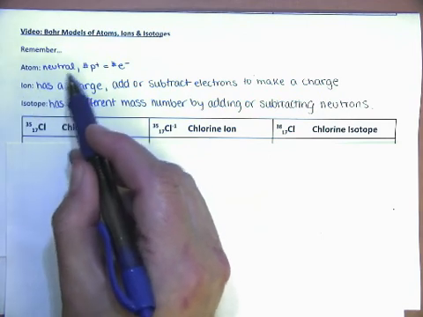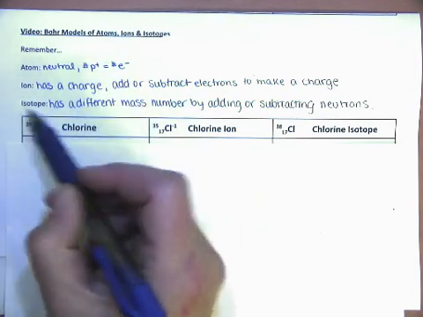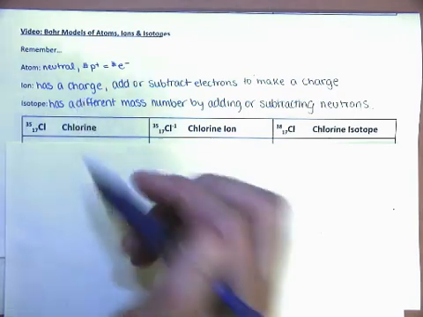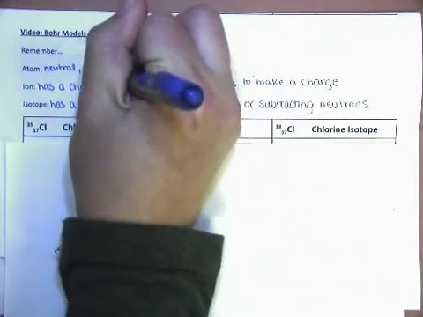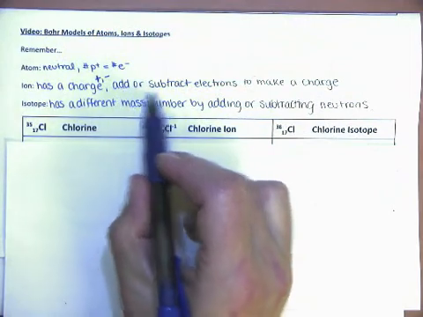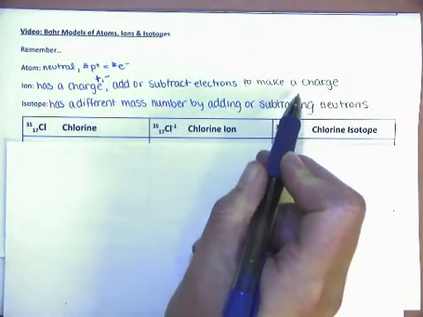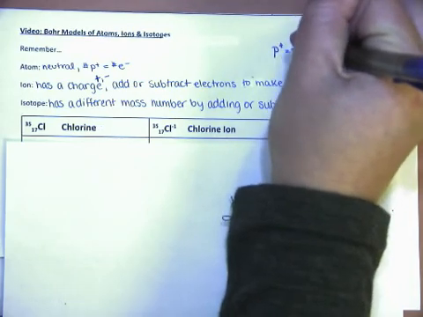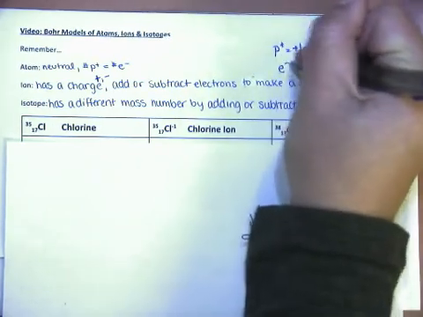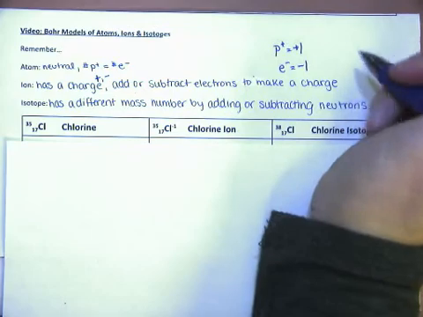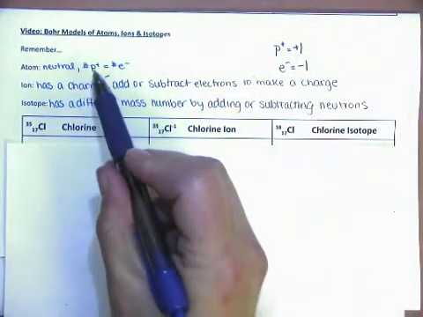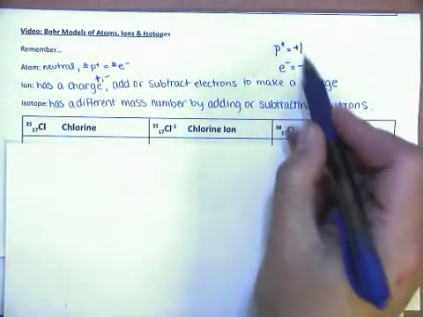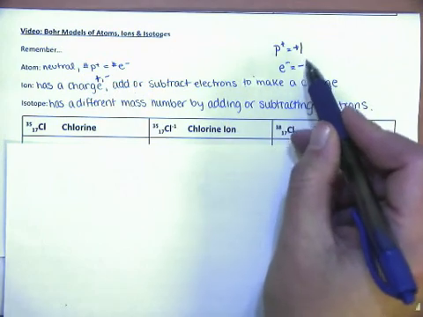So an atom is a neutral particle where my protons equal my electrons. An ion has a charge. It can be positive or negative. And we get this by adding or subtracting electrons to make that charge. My protons, remember, have a charge of +1. My electrons have a charge of -1. In an atom, my protons equal electrons, so these charges cancel out. My positives cancel out with my negatives.